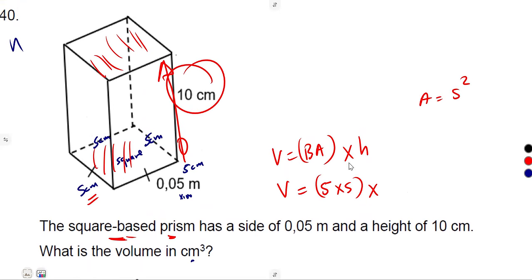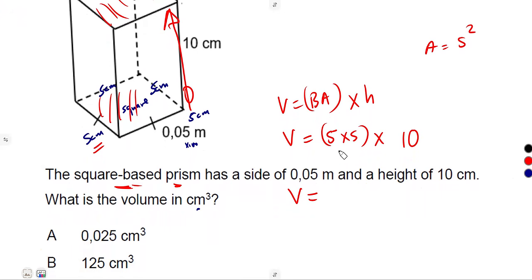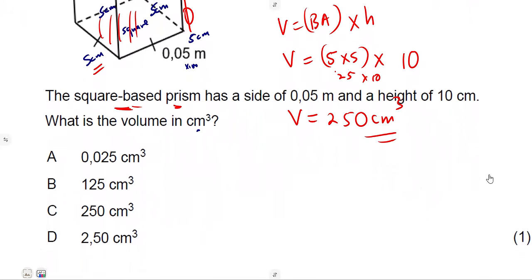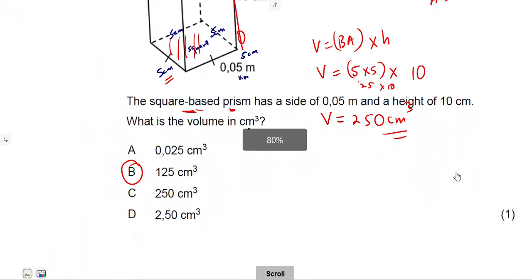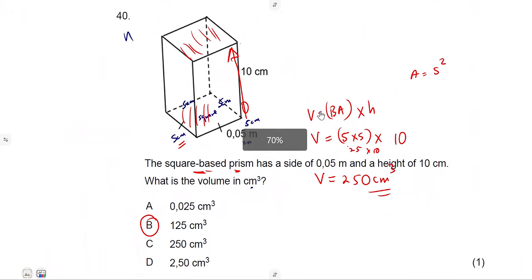It is separated by what? 10 centimeters. These are in centimeters, so our volume is going to be in what? Cubic centimeters. 5 times 5, that's 25, times 10, 250 cubic centimeters, as we are given there. That is the best answer, was on what? On C. So just like that, volume, base area. If you are given a prism, you calculate the base area, you multiply to the what? To the height. Base area times height.